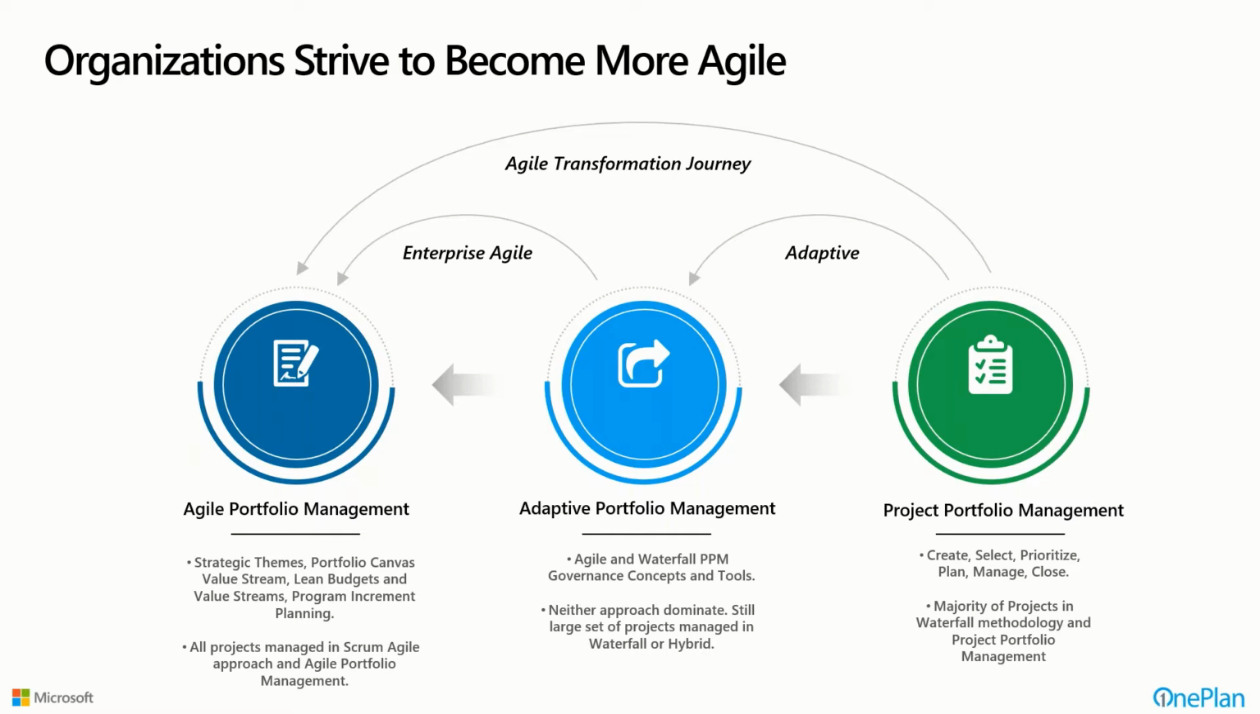Now, to make that journey often takes years on an agile transformation. And so whether it be just a stop along the way on your journey, or as many analysts are saying, this is where most organizations end up, is in this adaptive portfolio management realm, where you have some combination of agile, waterfall, or hybrids in there. And neither approach is going to dominate, waterfall or agile, and it's going to be dependent on the nature of the work, the type of the projects and initiatives that are being worked.